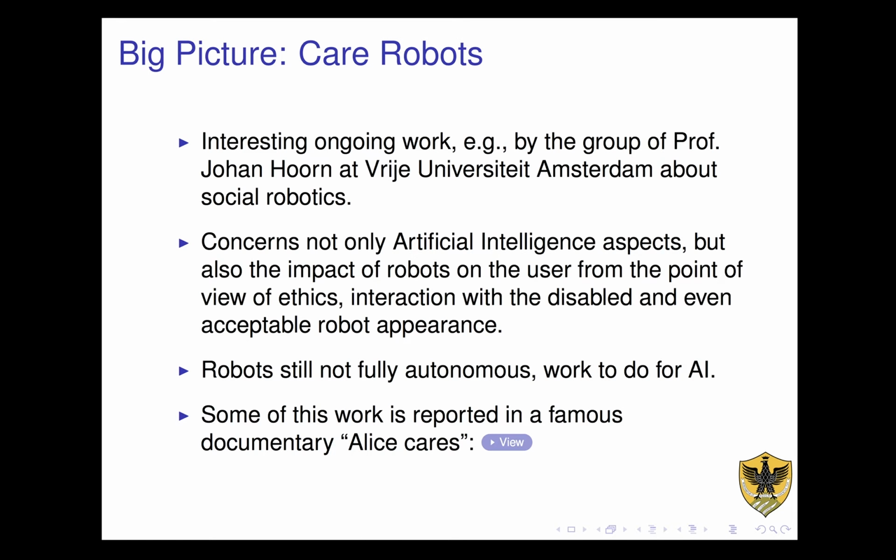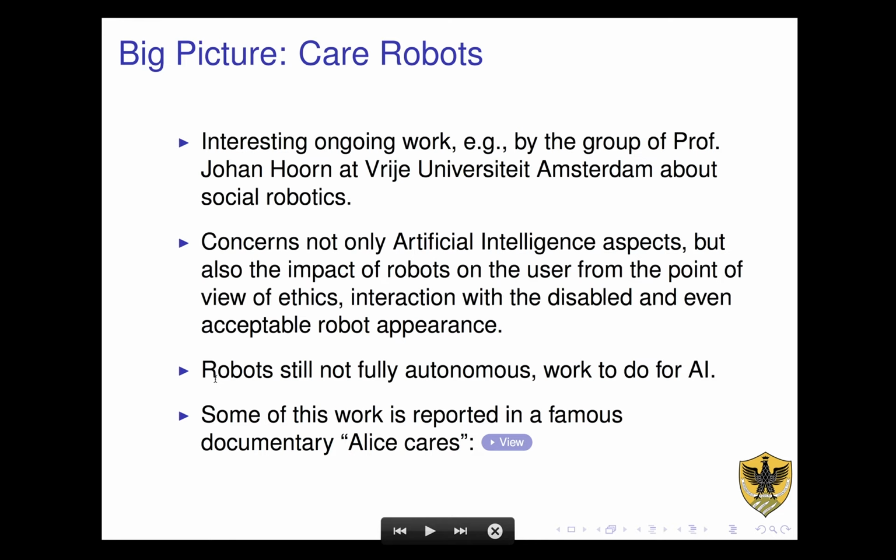So, concentrating on care robots, we had a look at this proposal from Professor Johan Horn at the University of Amsterdam about social robotics, where the focus is not just the artificial intelligence aspect, but the impact of robots on the user interaction, the user experience, basically. So maybe we should talk about the robotic user experience coming from the web user experience. Also, including ethics and rules to interact with disabled people, and having an acceptable robot appearance.